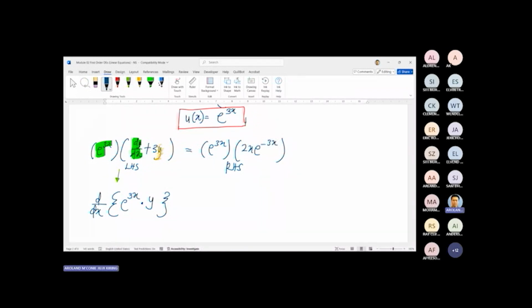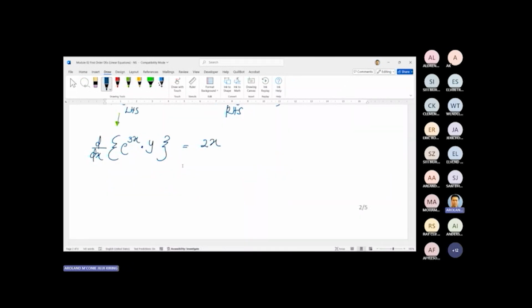For the right-hand side of the equation, this one you can multiply as usual. So this one is exponent 3x, and if you multiply with exponent negative 3x, they will cancel each other, so you only have 2x left. Okay, any questions so far up to this stage?